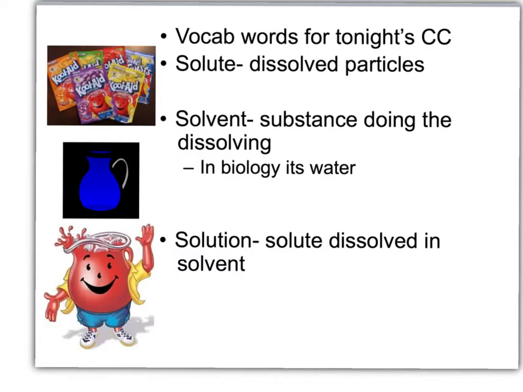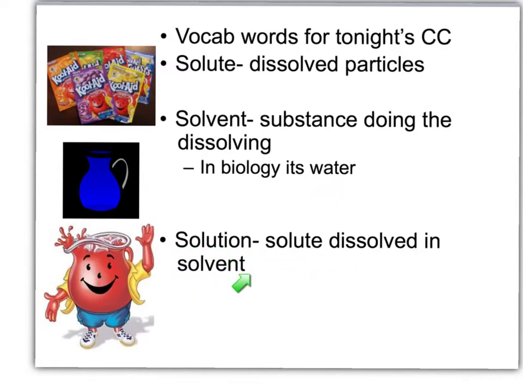Okay, for your homework tonight, you're going to be your comprehension constructor for tonight. I want to make sure that you have these vocab words in your assignment before you do your reading. The first one is solute, and that's a dissolved particle. Solvent, substance doing the dissolving. In biology, our solvent is water, right? It's a universal solvent. We talked about water before. And solution, and that's a solute dissolved in a solvent.